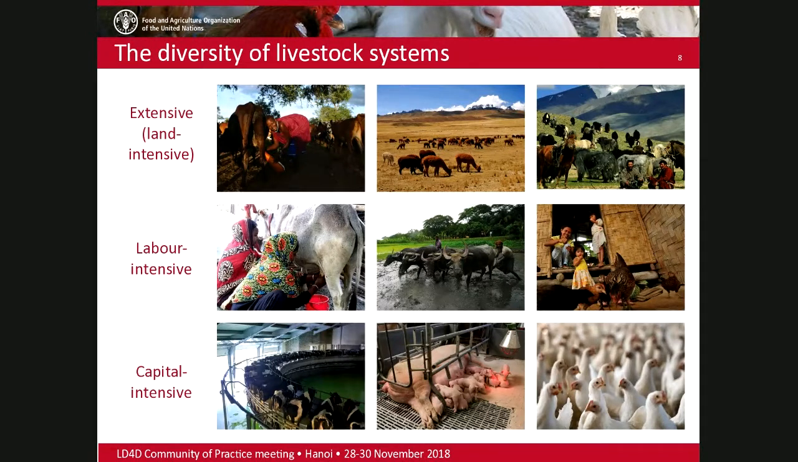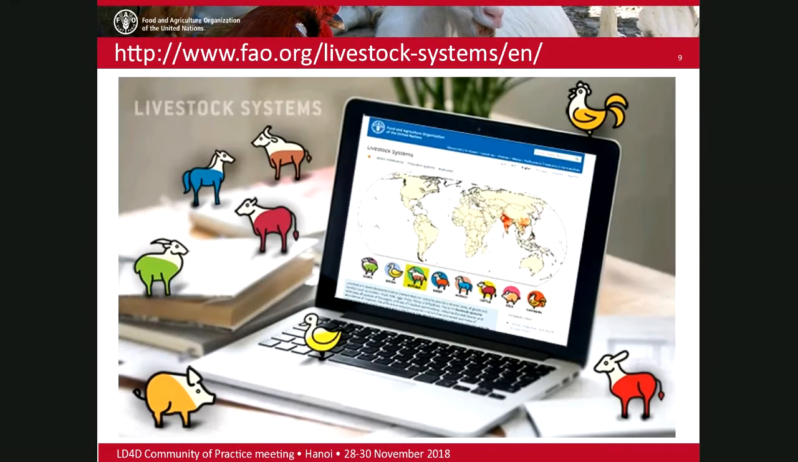So the GLW3 was recently published. We had a paper in Nature Scientific Data recently, which describes and explains the data set. That provides links to this new FAO website, which we've constructed, and the data can all be downloaded from here, or you can go straight to the Dataverse for the data.